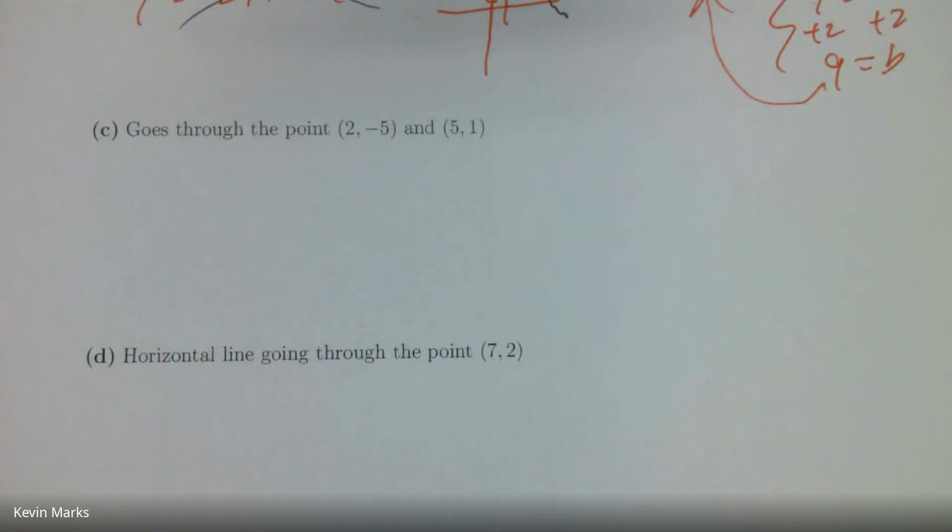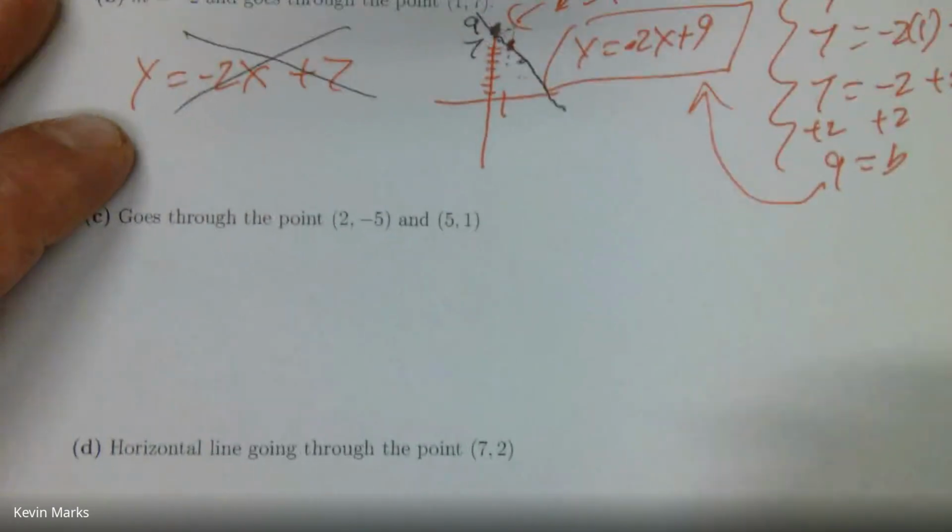Okay, so let's check this out. Let's say it goes through the point (2, -5) and (5, 1). Did they give me the slope? No. Did they give me the y-intercept? No. So we got to figure out both of them. Okay, so we can do like we did before.